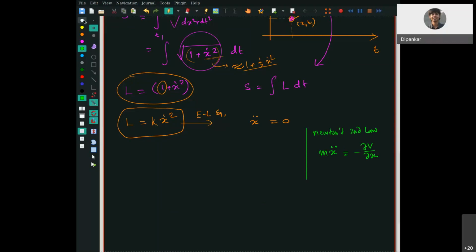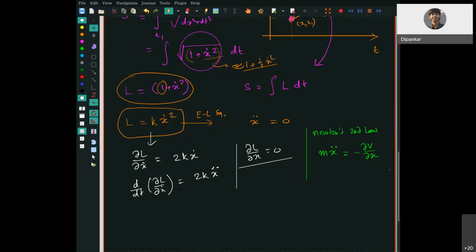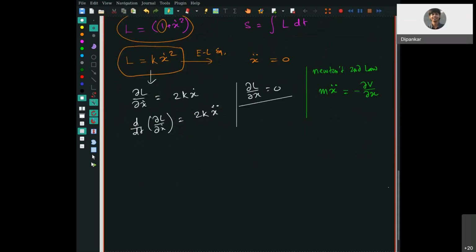Now, to connect this with Newton's second law. Newton's second law is applicable when there is a force, but first consider when there is no force. Then I see that my del L del x dot is 2k x dot, and d dt of del L del x dot is 2k x double dot. Okay. And my del L del x was 0 because L did not depend on x at all.